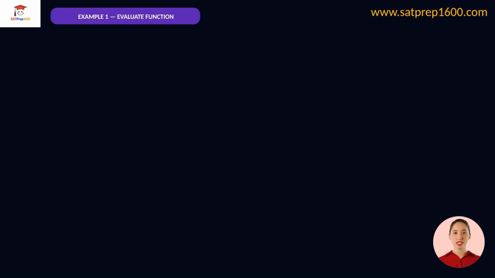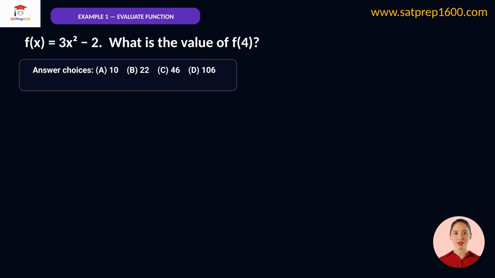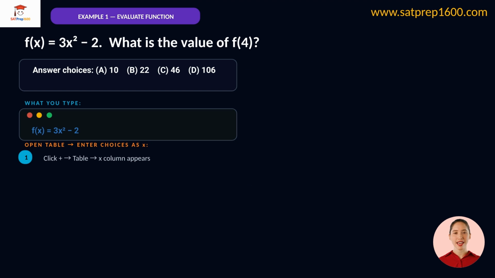Time for our first real example. The question: f of x equals 3x squared minus 2. What is f of 4? Answer choices A through D: 10, 22, 46, 106. Watch what we do. Type f of x equals 3x squared minus 2. Done. Click the plus button, add a table.